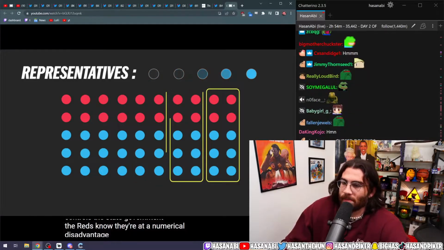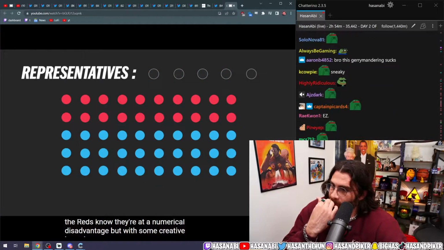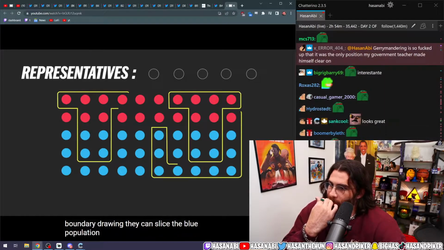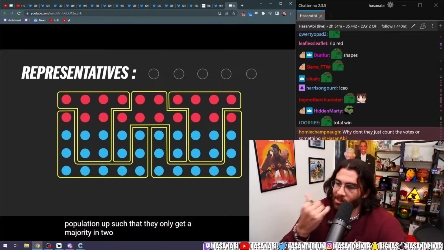The reds know they're at a numerical disadvantage, but with some creative boundary drawing, they can slice the blue population up such that they only get a majority in 2 districts.